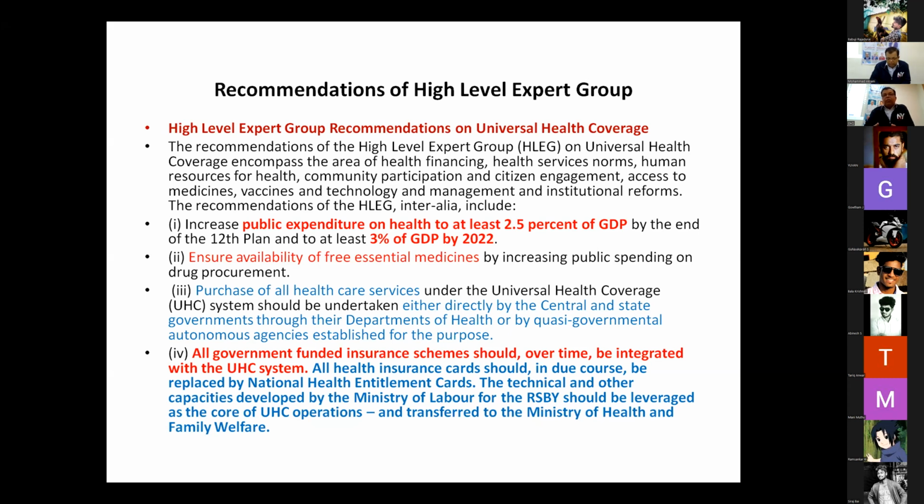Then this expert group recommended that it should be increased to 2.5% of GDP, and then it should also be increased up to 3% by 2022. So you need to remember this point, that it had recommended that this proportion of GDP to health should be increased up to 3%. And then ensure availability of free essential medicines, and all government funded insurance schemes should over time be integrated with the universal health coverage system.